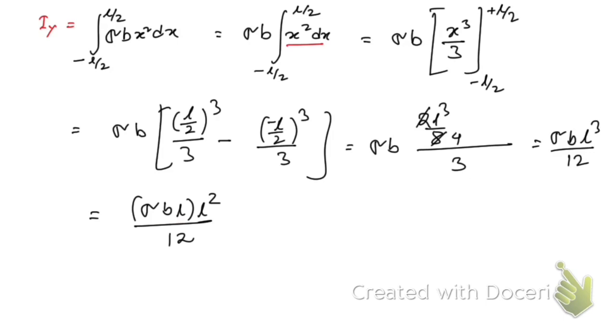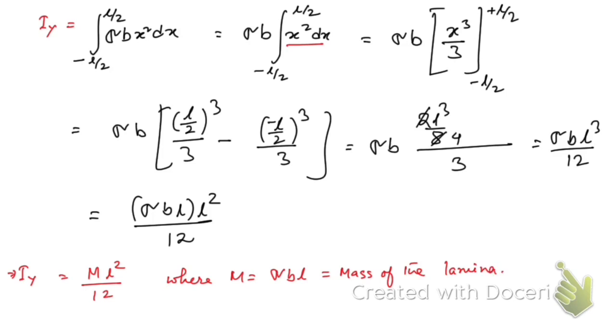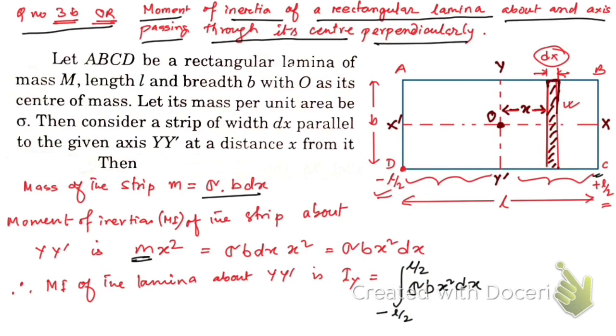So here we can put that this is the mass of the lamina. Therefore Iy is going to be equal to, let me write capital M L square by 12, where capital M, which is equal to sigma b into L, is the mass of the lamina, right? Hope you have understood this. Now let's find Ix. Let me find the moment of inertia about the x-axis.